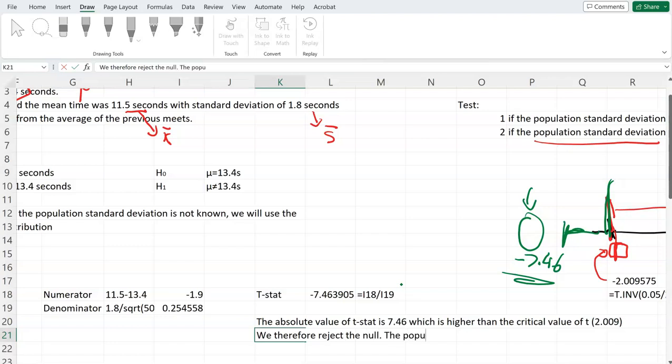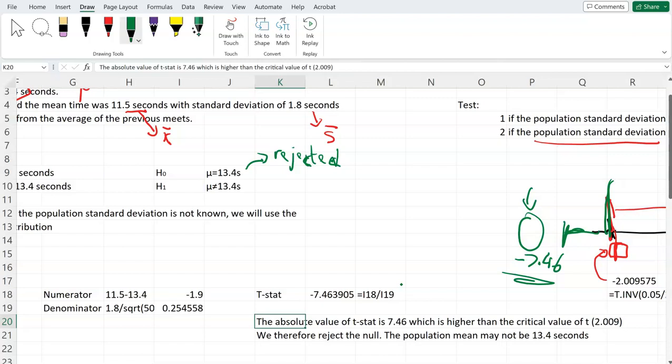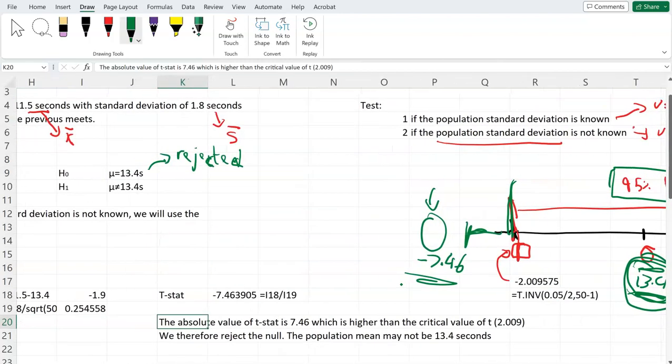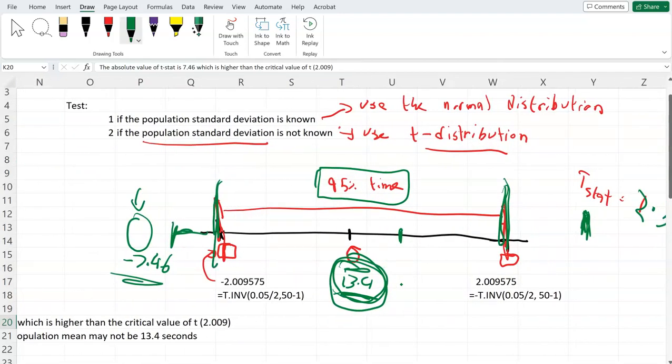The population mean may not be 13.4 seconds. So we then say that this null is rejected. Some people are really inclined to say that the alternate hypothesis is true, but that's a wrong statement. We always say we either reject the null or fail to reject the null. Now, if you notice here, since we said changed, the alternate was not equal to, so therefore we put in two values here.